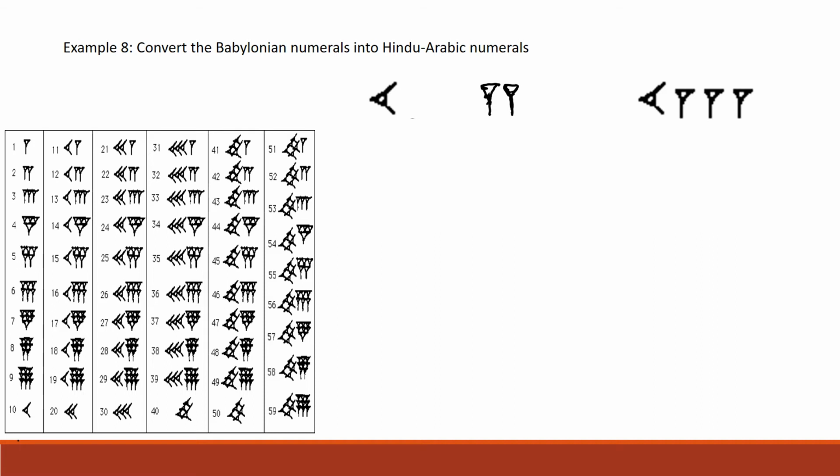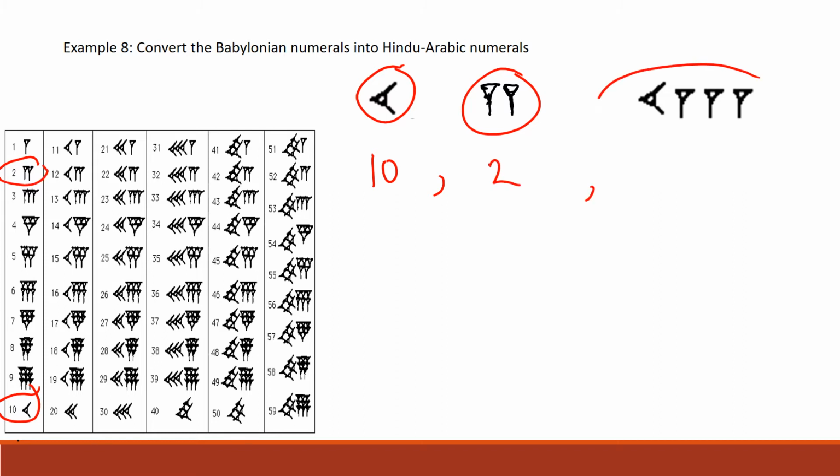Example 8. Convert the Babylonian numerals into Hindu-Arabic numerals. Well, first I'm going to turn them into modern sexagesimals. So find that symbol. That's a 10. This one looks like a 2. And this one looks like 13. Right, and then we read them from right to left.